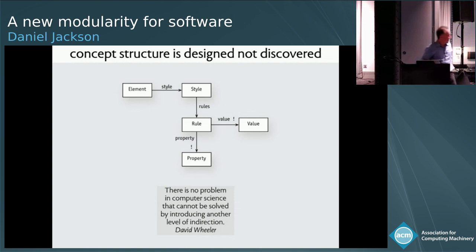And as David Wheeler put it, there's no problem in computer science that cannot be solved by introducing another level of indirection. And when I was tracking down this quote a few years ago, because it's widely used, I had a nice email exchange with David Wheeler, and he confirmed that this was something he said. And one thing he said was that people always quote this part, but they never quote the other half of what I said, which was, and it always brings new problems. And that is indeed true. And style is just one example, and I'm going to give you an example in a moment of some problems that this indirection brings for style.